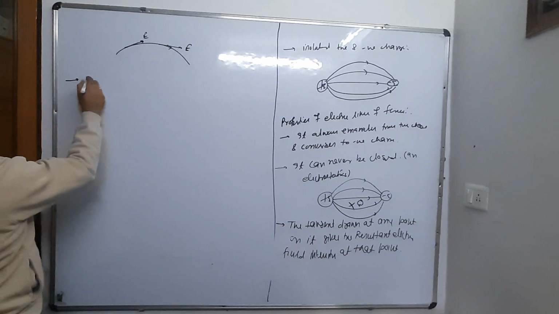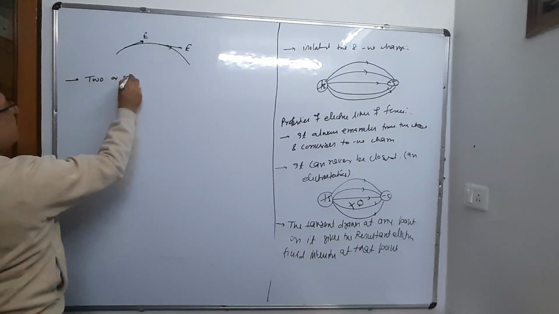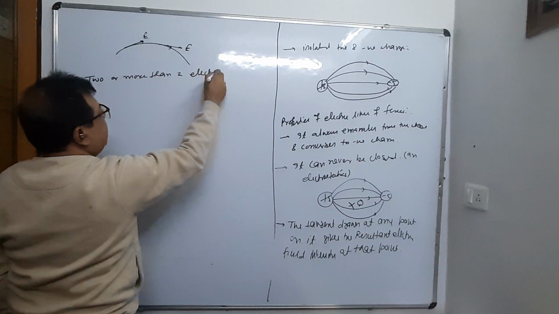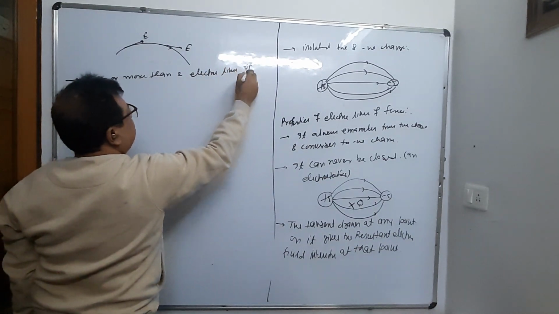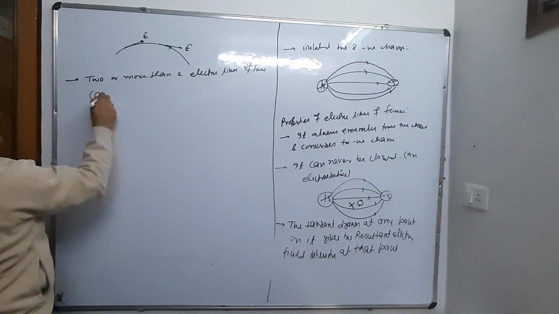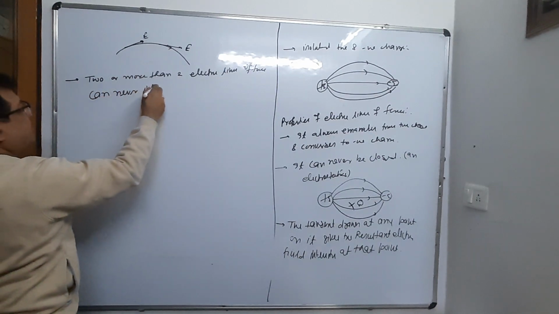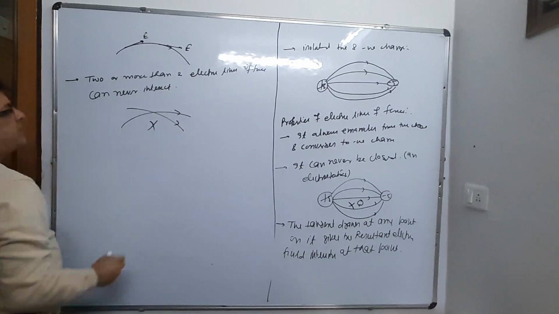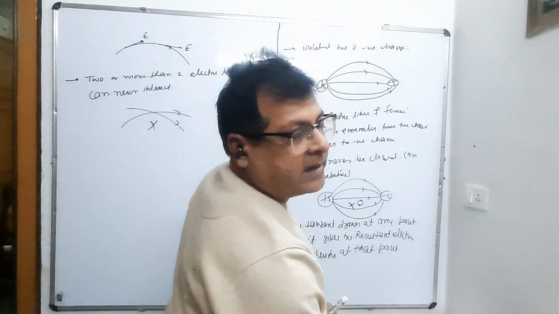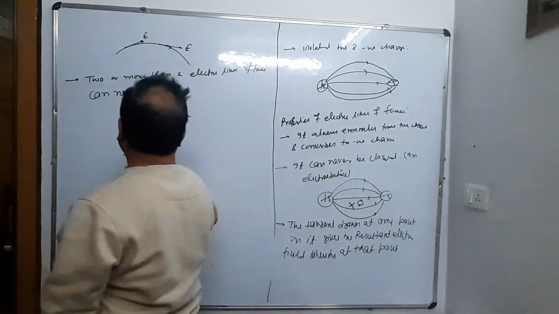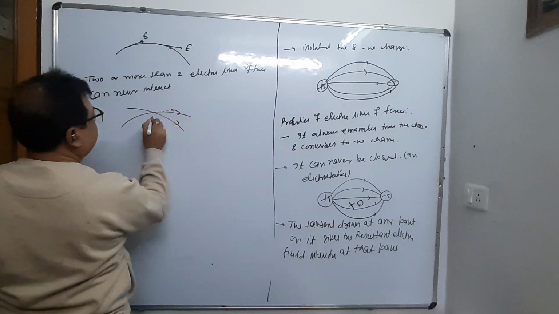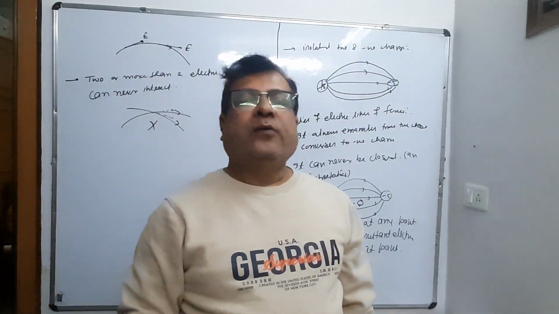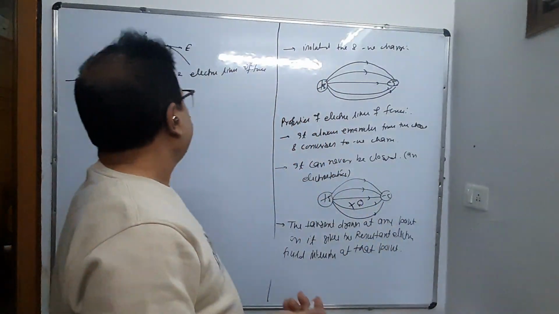Then two or more electric lines of force can never intersect. So if drawn like this, this is wrong. The reason is that at this point two tangents can be drawn. One tangent is this and one tangent is this. So at the same point you cannot have more than one resultant electric field intensity, right? So it can never intersect.